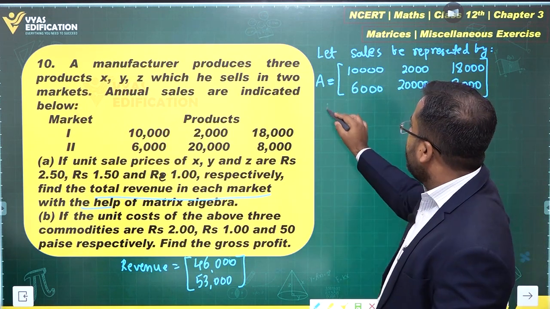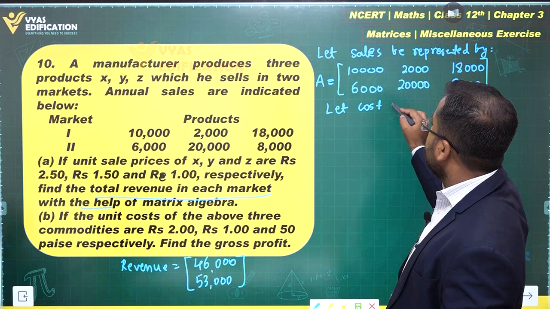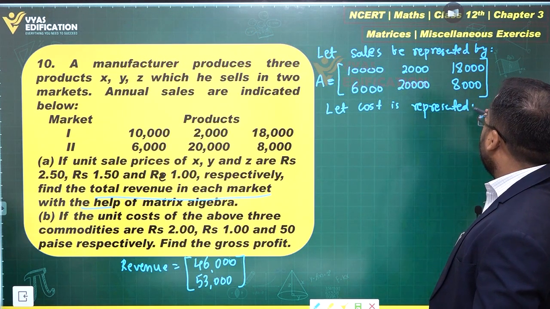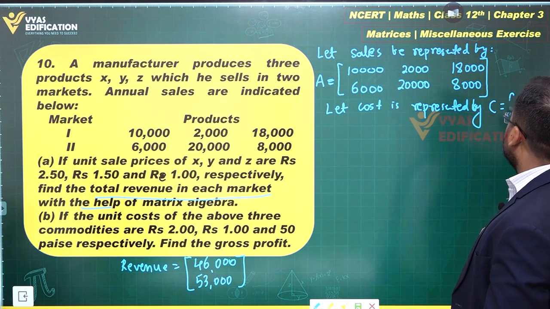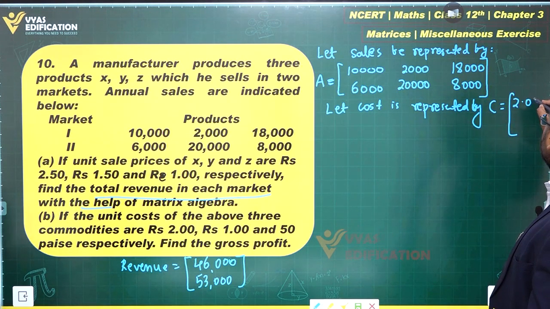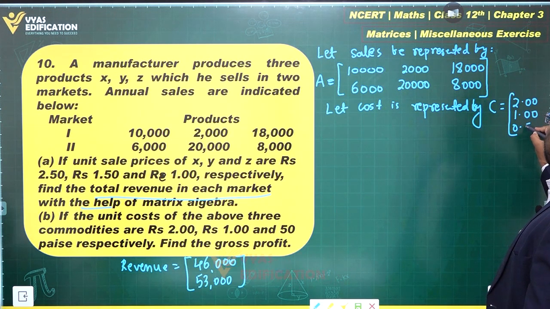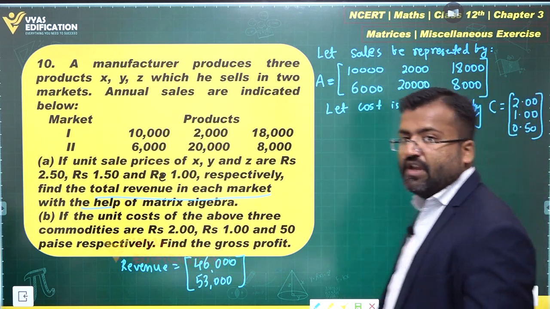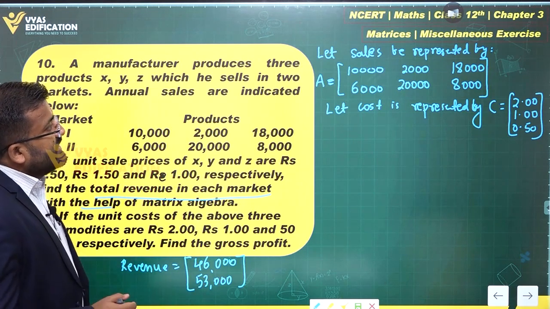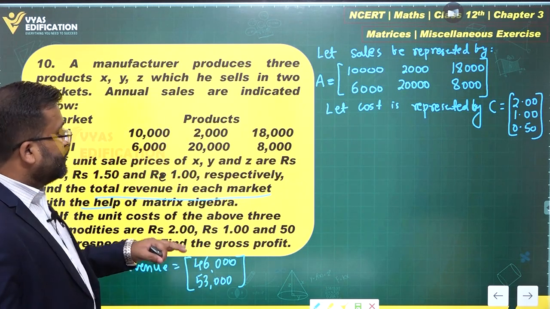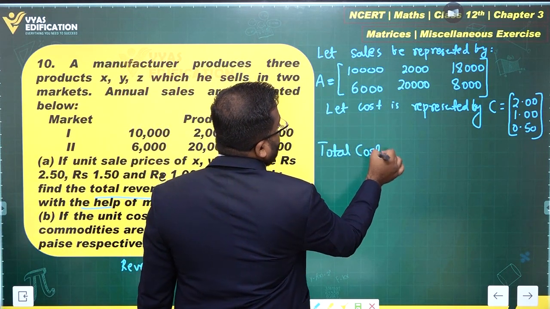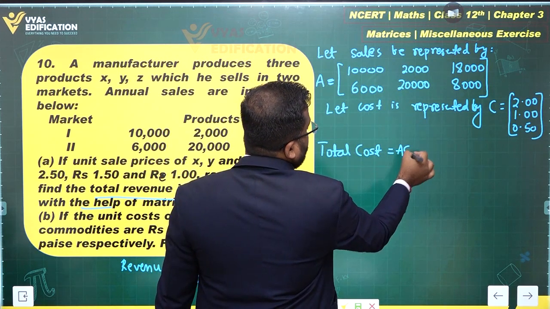Sales matrix would be the same and let the cost be represented by C equals this matrix, which will be 2, 1 and 50 paisa: 2.00, 1.00 and 0.50. This is what you get. Right? So this is the cost matrix, and once we have this, we can find the total cost. First, let's find the total cost. Total cost would be the product of matrices A and C.